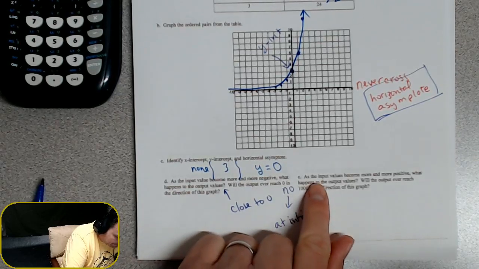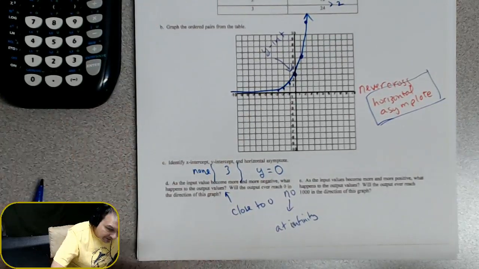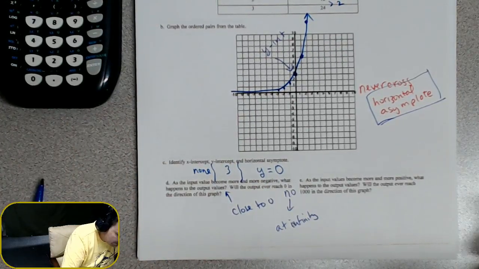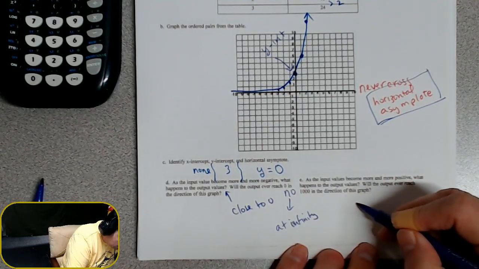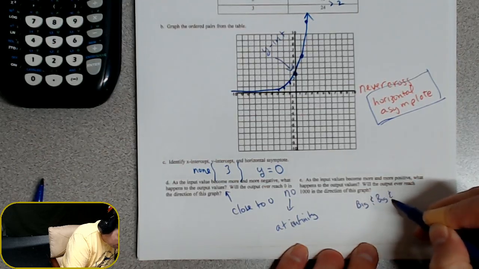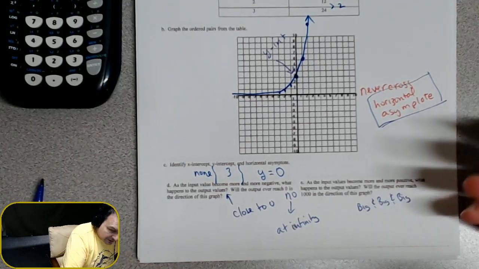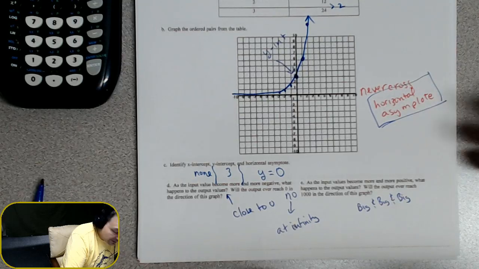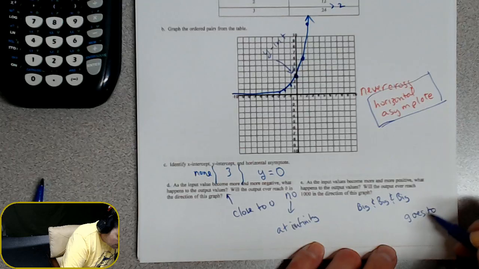Let's go the other way. As the input values become more and more positive, what happens? It just gets bigger and bigger. So it doesn't get close to 0. It goes the other direction. You see? As it goes positive, it just keeps getting more and more. Will the output ever reach 1,000? Sure. Will it reach 1,000,000? Sure. Will it reach 1,000,000,000? Sure. What does it go to? It goes to infinity.